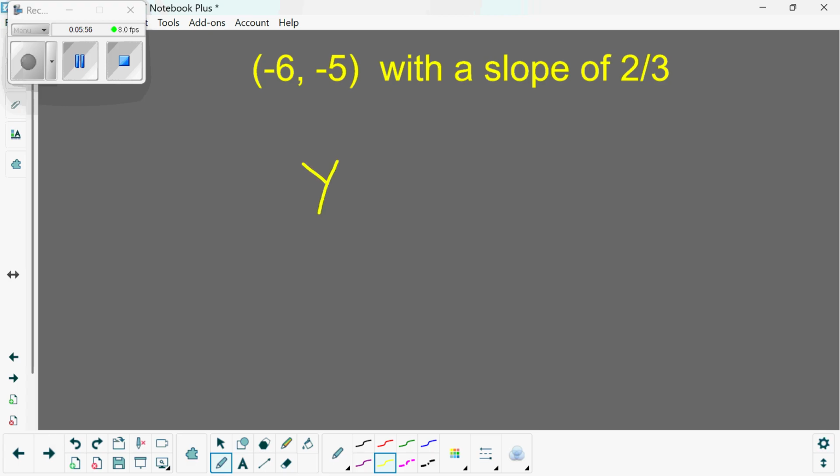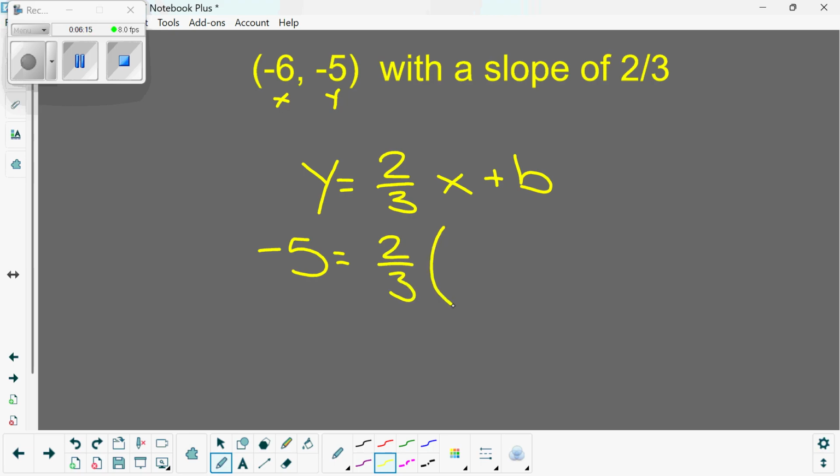Here I go. y equals 2/3 x plus b. I'm going to plug in this guy for x, this guy for y. Nice slow work, because if you make a mistake early, you're kind of screwed the whole way through. 2/3. Watch what I'm going to do here. I'm going to make a -6/1, if that helps you. We're not loving the fractions, but it's pre-calc. We're getting used to them.